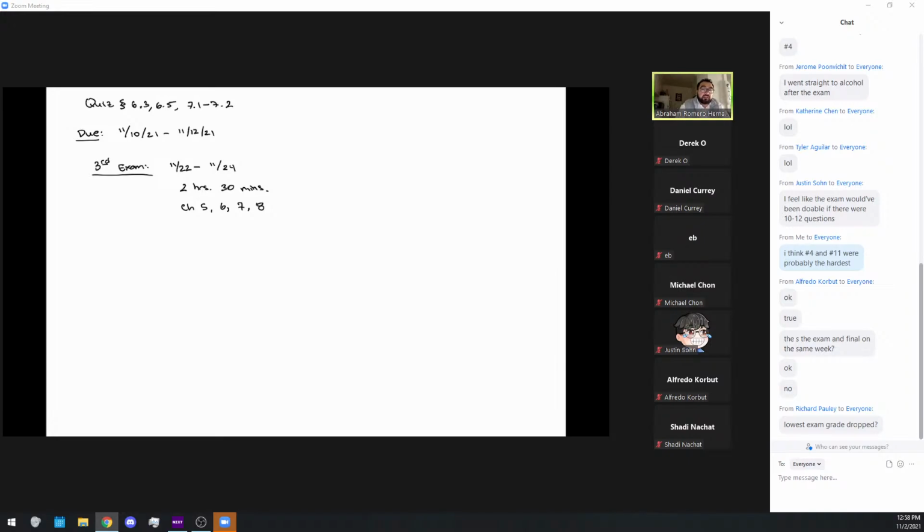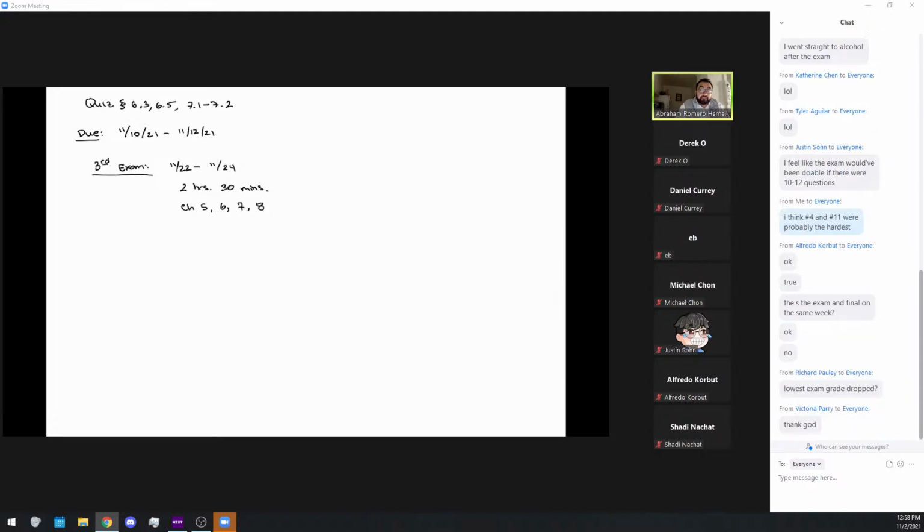The lowest exam grade is not dropped. It is replaced by the final, assuming you do better on the final. That's how that works. So it's not dropped.